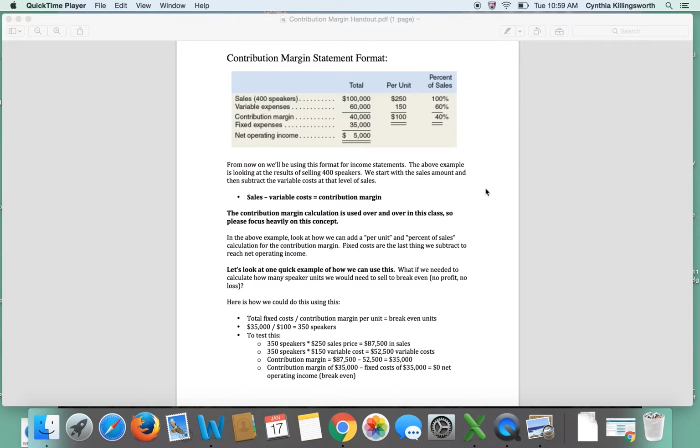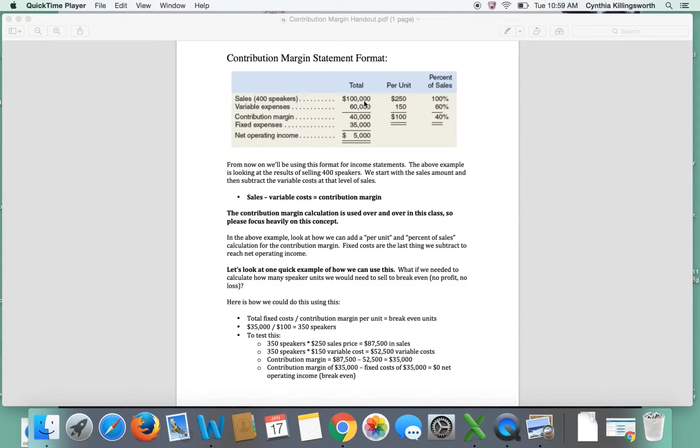The last thing that we're going to look at for Chapter 2 is the contribution margin statement format. From now on in managerial accounting, this is the format that we're going to use to show income statements.